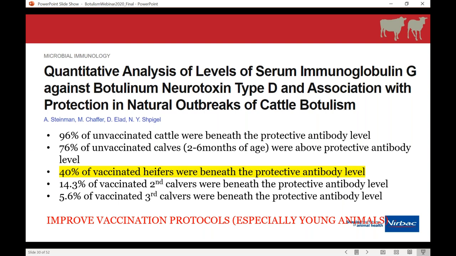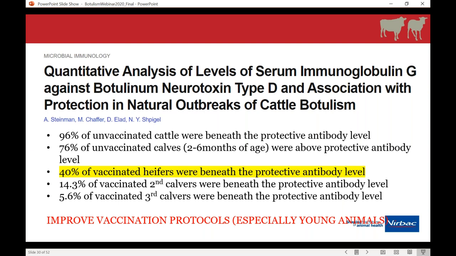Now, one of the major take-homes from tonight is to understand that it's really difficult to vaccinate young animals well in almost all species, and particularly in cattle that are in extensive pastoral regions. These scientists found in their research that 40% of heifers that had been given a vaccine had not actually reached a protective level. So out of every 100 heifers vaccinated, 40 of them were not actually considered protected.